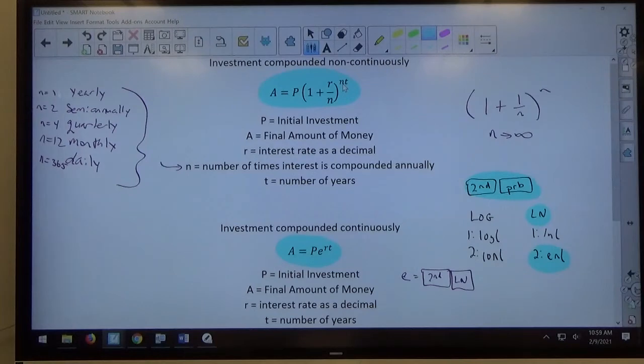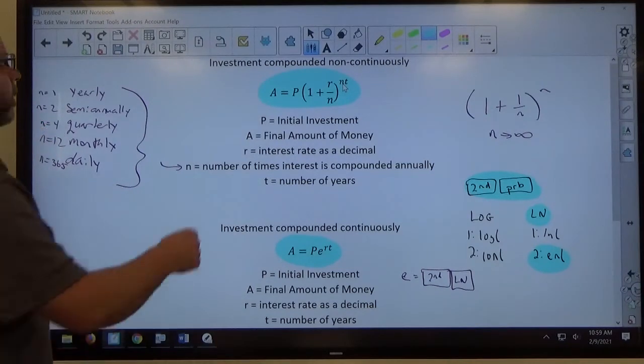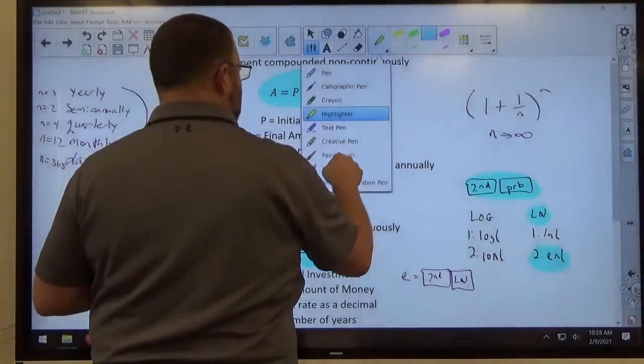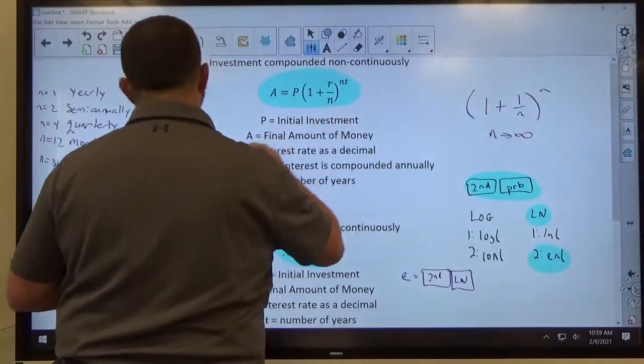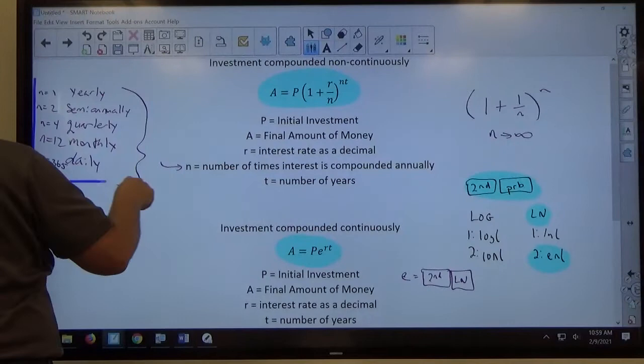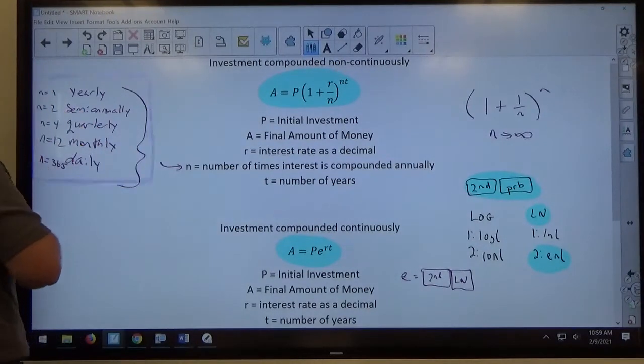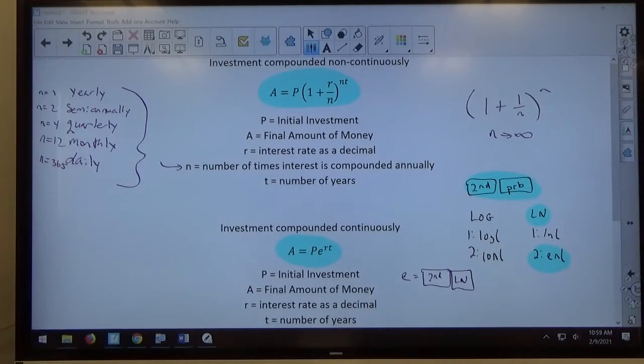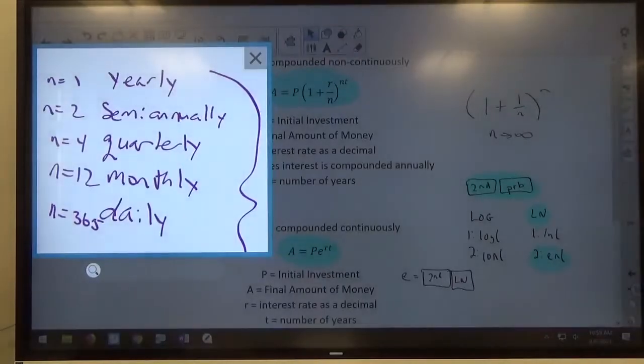Could you maybe zoom into the purple part? This part? Yeah. There you go. Is the second one semi? Semi-annually, okay. Quarterly, monthly, daily. N equals 1, 2, 4, 12, and 365.